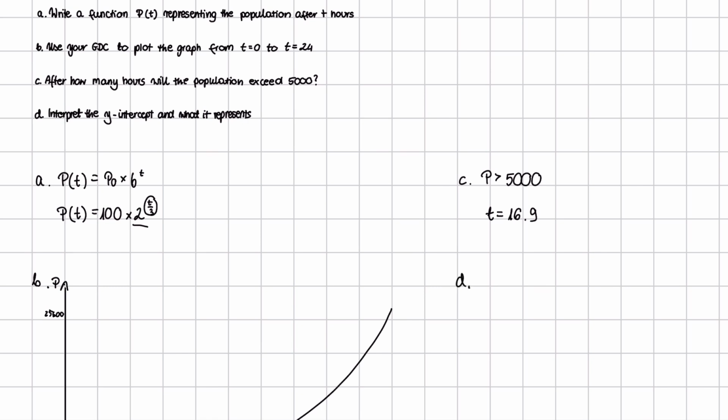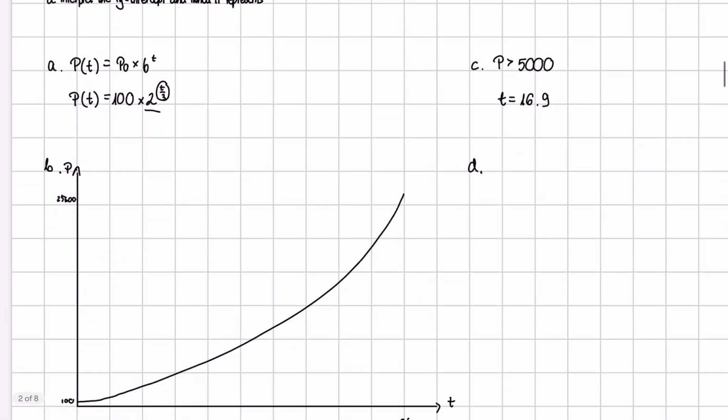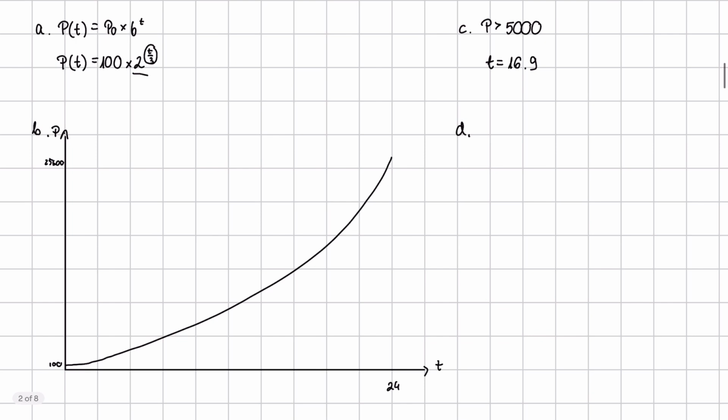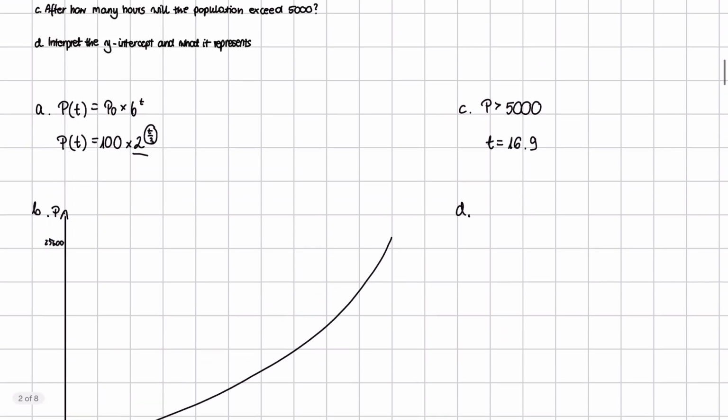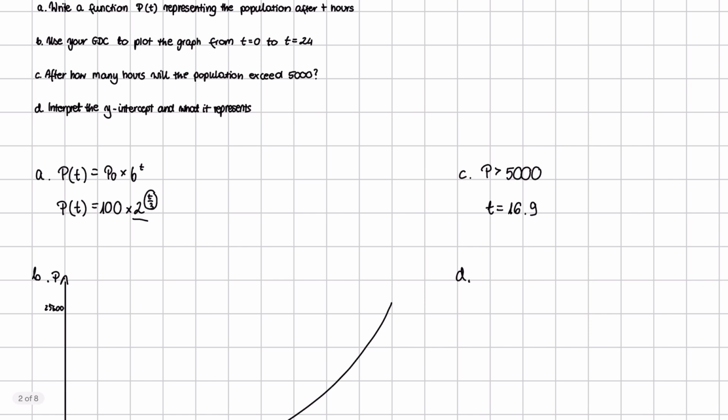And D, interpret the y-intercept and what it represents. We can observe from our graph that our y-intercept is 100 because it's our initial population, and basically that's our answer.